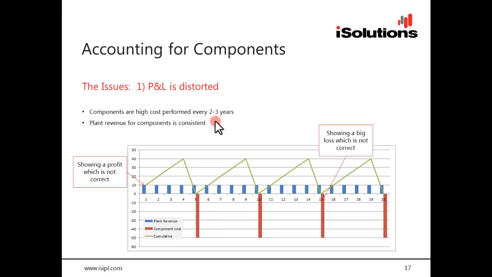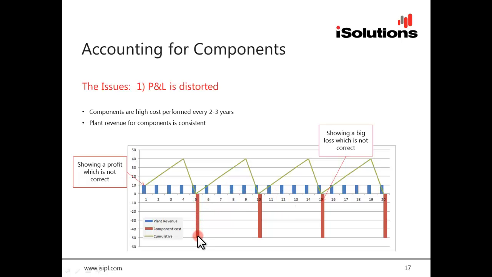Your plant revenue, however, for components is more of a consistent line. It's built into your plant rate. So even in the first year of operation, you'd be recovering or collecting monies in your plant revenue for your major components, even though you haven't incurred any costs. So this is what's illustrated on the chart below. The blue bars, that's your revenue. So that's your consistent revenue for each period.